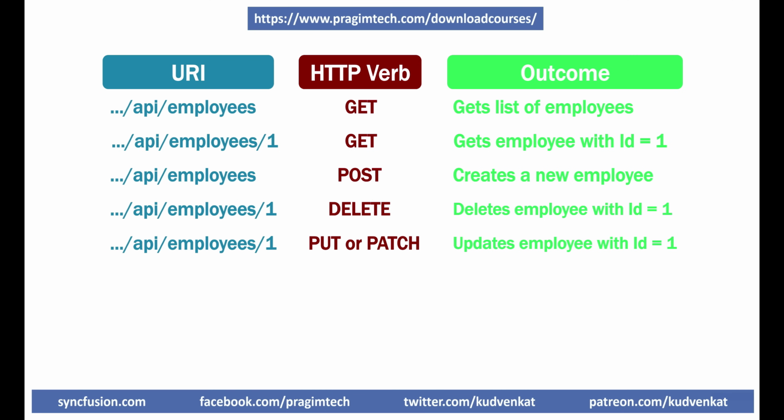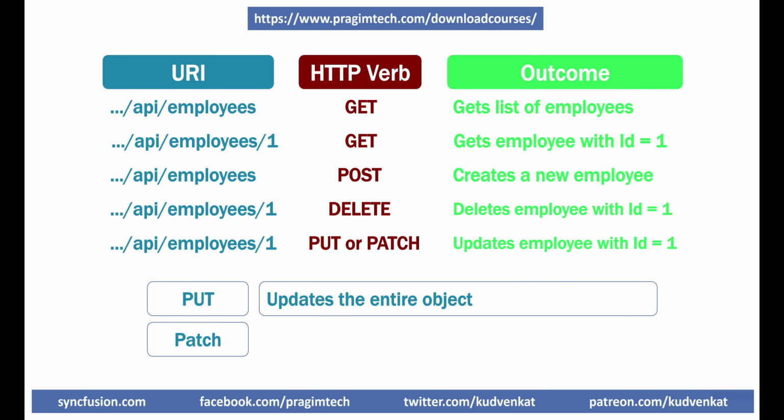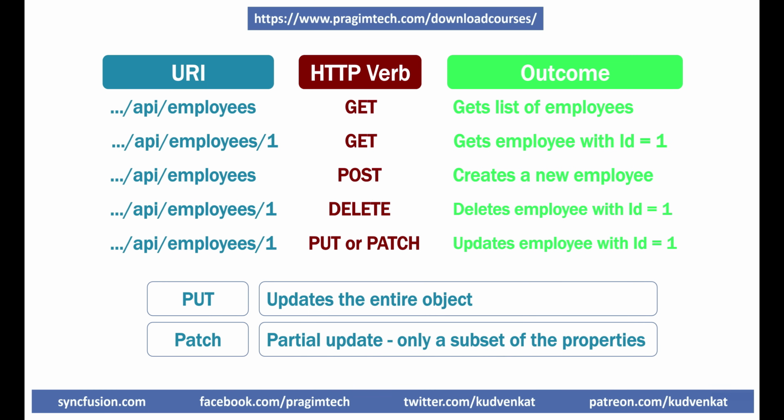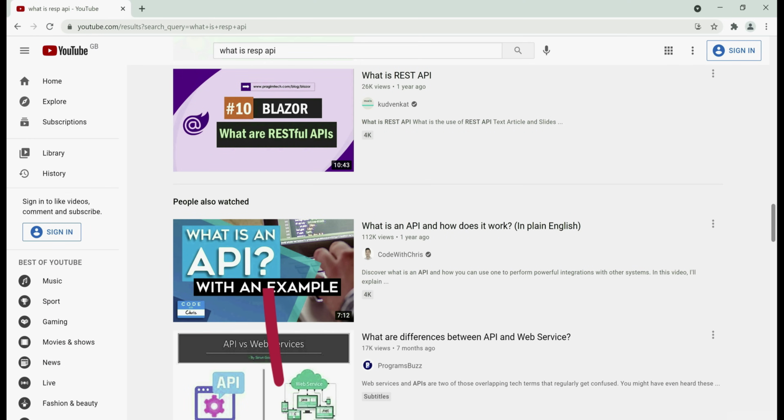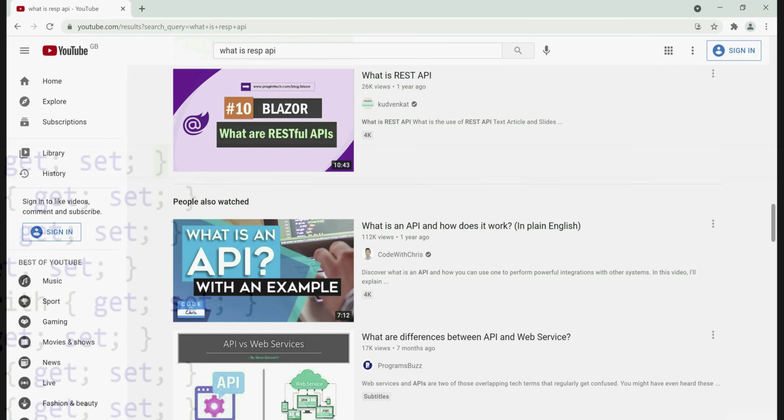What's the difference between put and patch? Well, put updates the entire object, that is first name, last name, date of birth, gender, email, etc. of an employee. Basically, all the properties of the object are updated. Patch is used when you want to do a partial update, that is only a subset of the properties, maybe just first name and gender of an employee object. If you're new to REST APIs, we discussed what is a REST API in detail in this video.